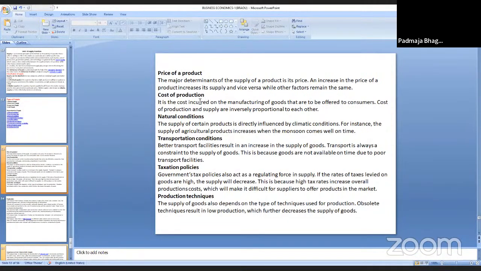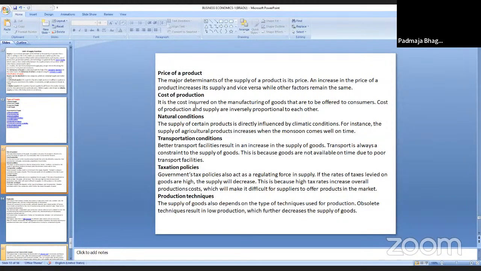And cost of production. What is the cost of production? It is the cost incurred in manufacturing goods that are offered to the consumer. They have manufactured the goods and want to offer them to the consumers. So what is the relation between cost of production and supply? They are inversely proportional to each other.